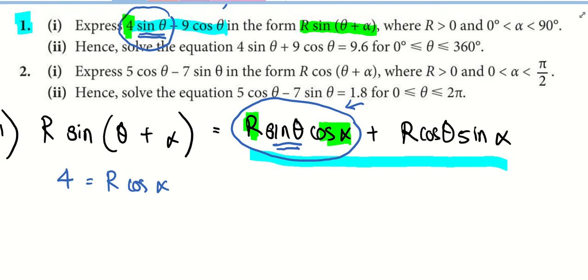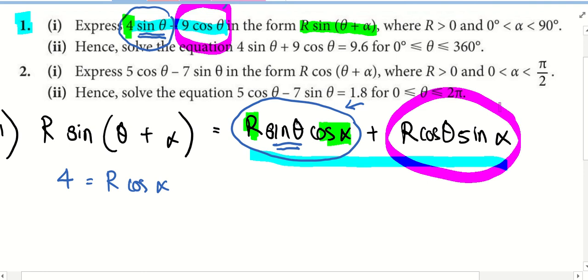Now I go to the next one. What is the coefficient of cosine theta in the second part? This one. So I underline cosine theta. What is the coefficient? Is it 9? So let me write down 9. How about the coefficient of cosine theta over here? Okay, this is your first method mark. You must write this down.